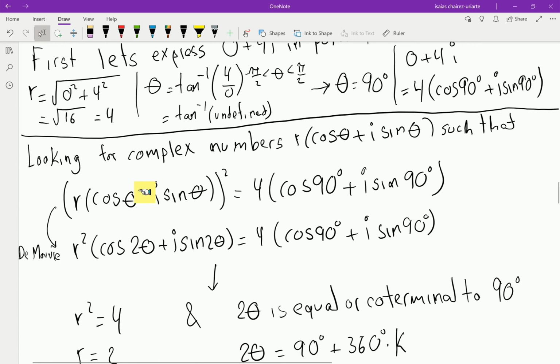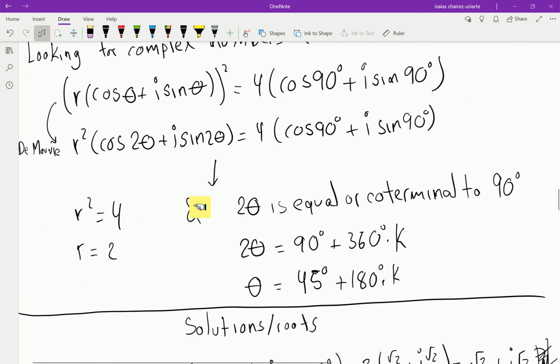All right, so let's see. Let me look at this equation right here. How do I square a complex number? Well, in the previous video, we saw that in order to square a complex number, it's just r squared times cosine of double this angle plus i sine of double this angle. And this should be equal to 4 cosine 90 plus i sine 90, because this is supposed to be the square root. Okay, well then that forces some things upon us.